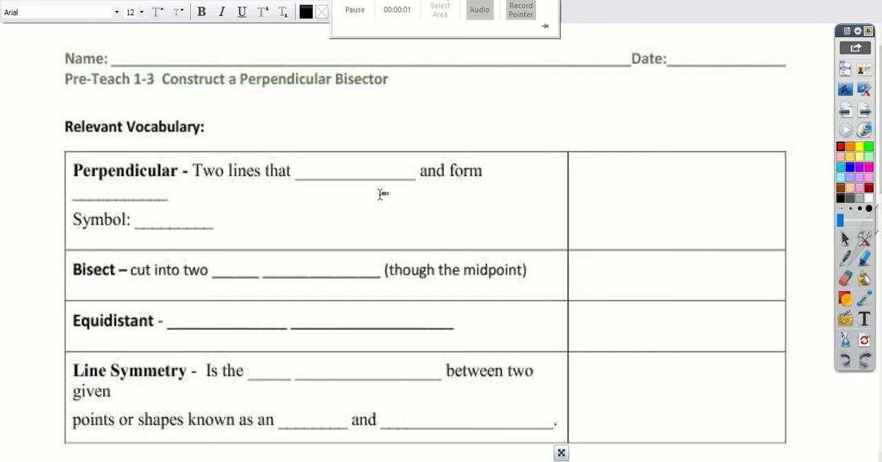All right, welcome to our first Flip Classroom worksheet. We're taking a look at Module 1, Lesson 3 today, which is Construct a Perpendicular Bisector. We're going to do this tonight for homework, and then tomorrow we'll go over 1-3 in class.